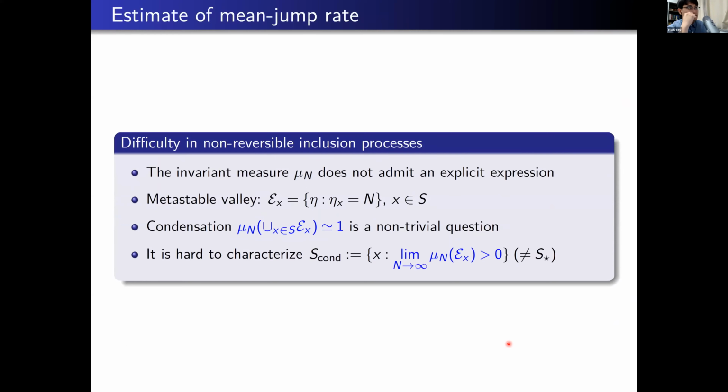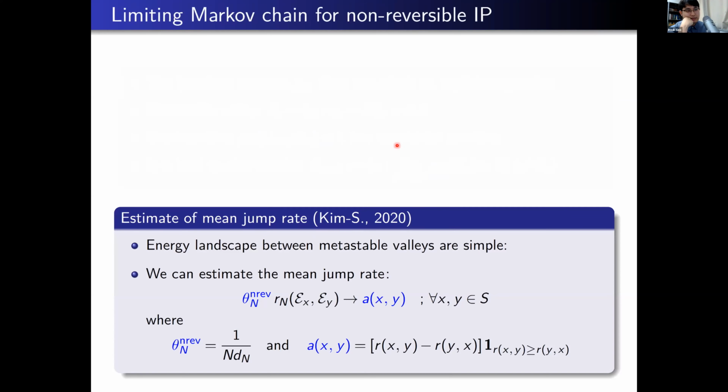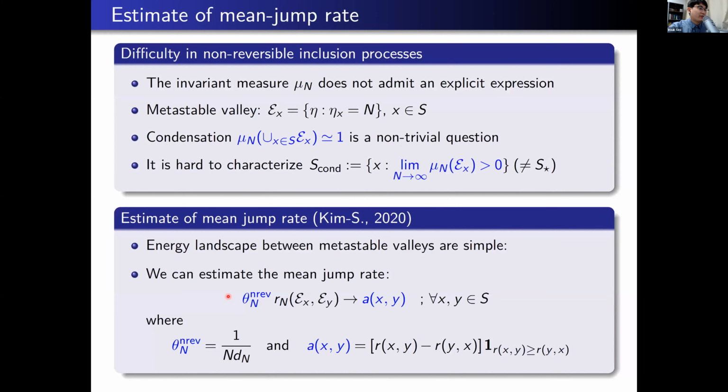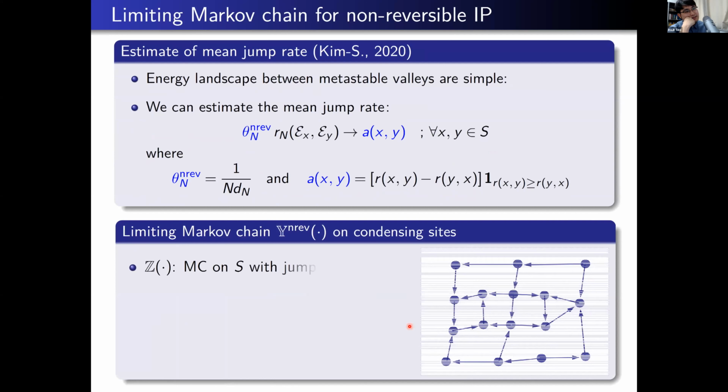So what we did for this model is that we focus on the fact that not only these metastable valleys, but also the energy landscape between these metastable valleys are quite simple. Based on this observation, we estimated the mean jump rate. So this is interesting. This estimate of the mean jump rate says that if you speed up your process by 1/d_n, then your condensed site moves according to this rate, which is defined in this way.